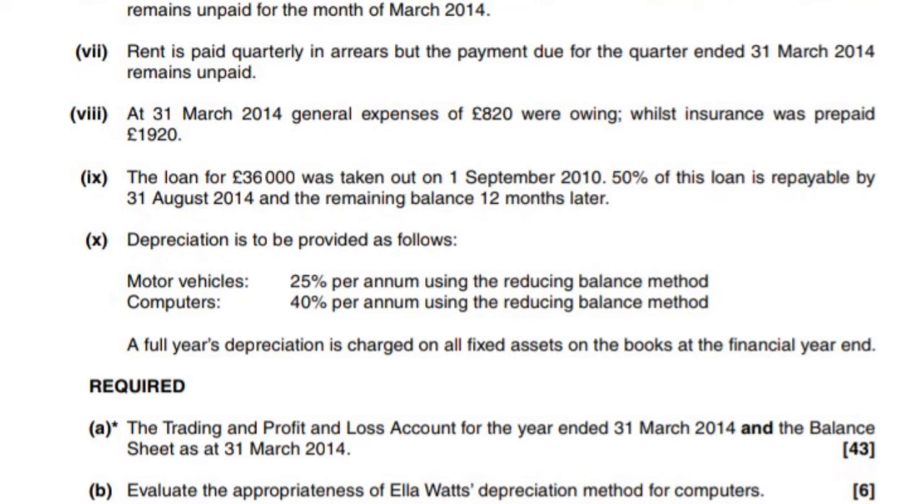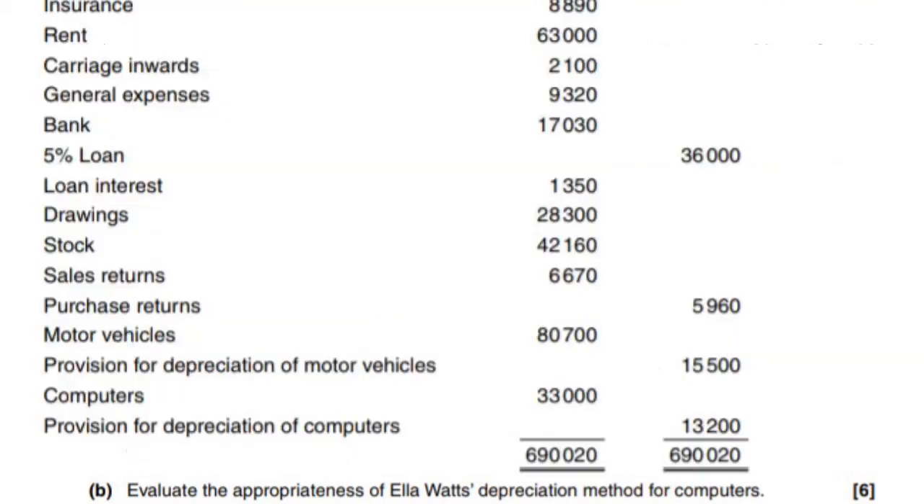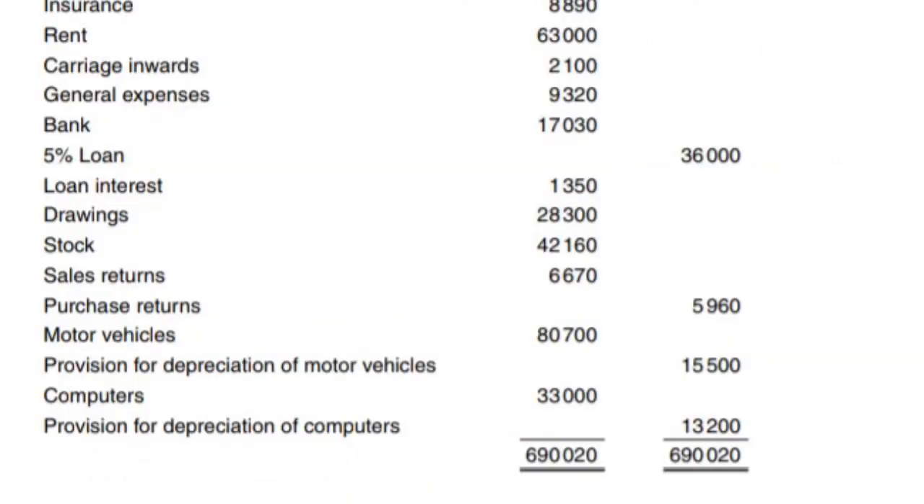Right. Then we move on to depreciation. I'm going to start with the depreciation of motor vehicles. The reducing balance method says that you have to multiply the percentage with the difference of cost minus the provision. Right, so the cost of motor vehicles in the trial balance, which is fourth from the bottom, is 80,700.